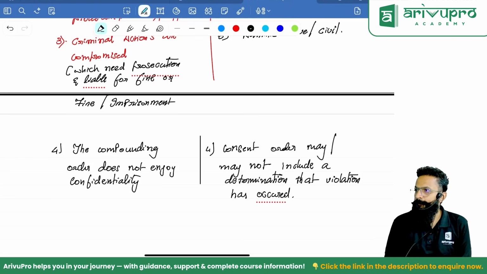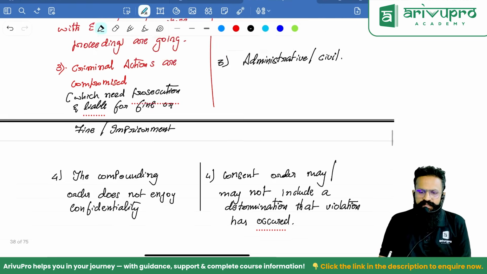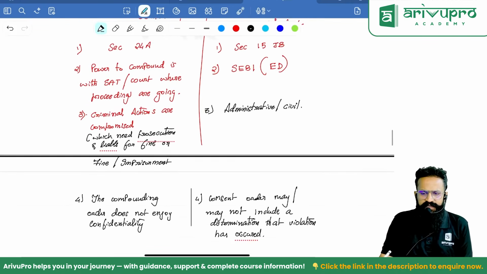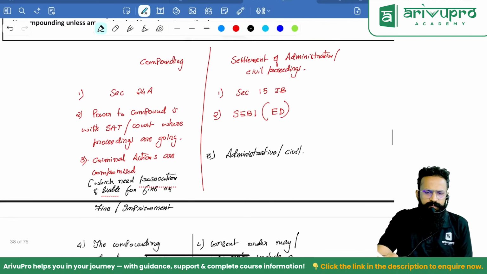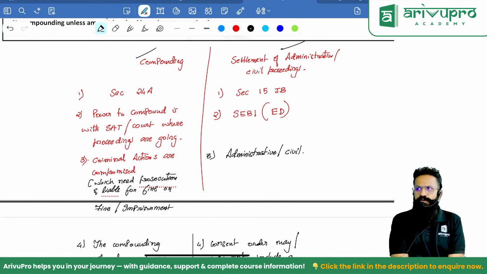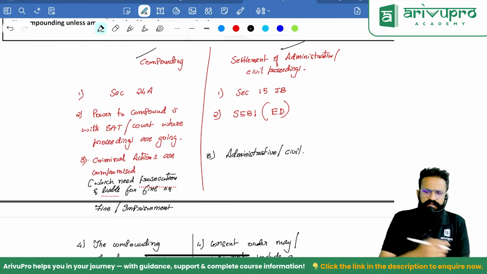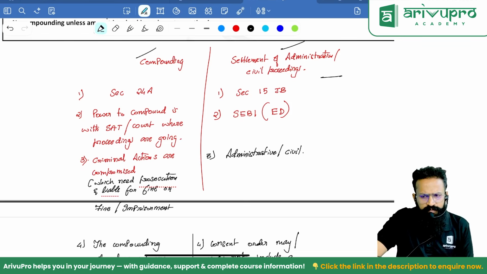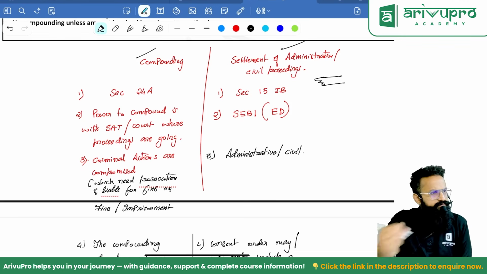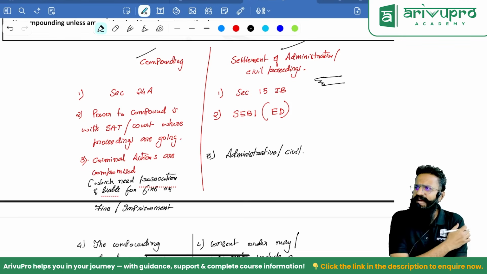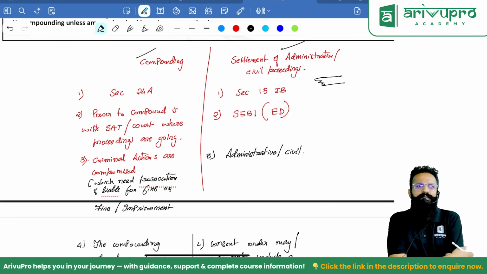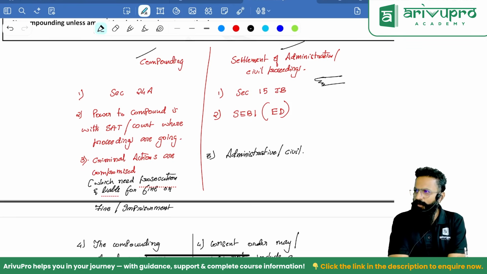Okay. Copied. So in SEBI, what they have done, people, they have tried to give you 2 things. One, people, is called compounding. Next one, they have tried to give something called settlement of administrative or civil proceedings. In SEBI, the maximum it goes on, people, will be here only. In the SAT cases and all, very rarely we come across a scenario where the compounding happens.